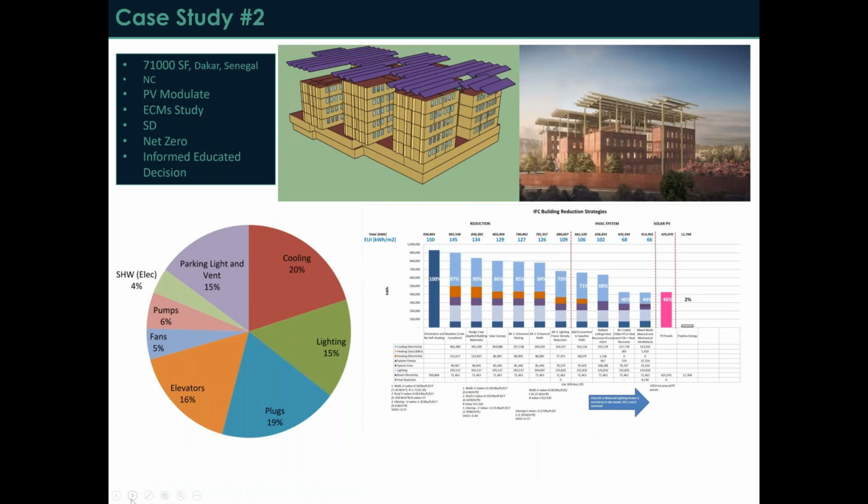So case study number 2, that's a specific project that I like. It's 71,000 square feet. It's located in Dakar in Senegal with very unique weather and climate specifications. That was a new construction. And the thing that was very important is that it was a net zero building in that climate type, where you cannot have any heating.